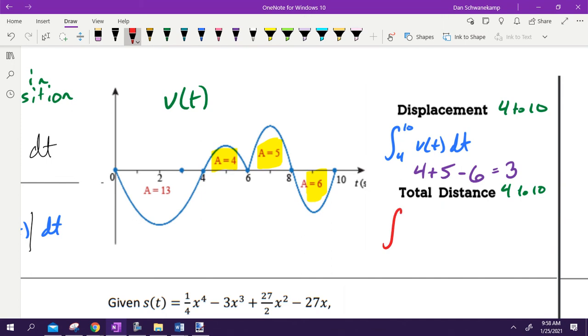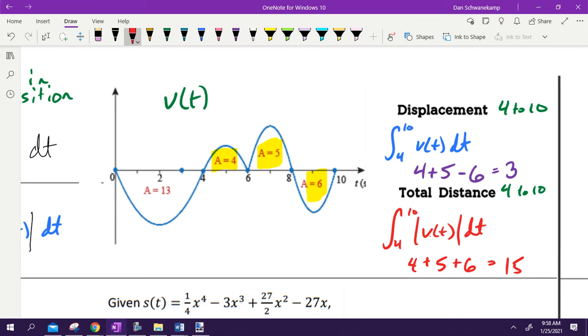If I'm doing total distance traveled, I'm integrating, still going from 4 to 10. I'm still integrating velocity, but what's the difference? Absolute value. Show me with your fingers. What is the total distance traveled of this guy? Now it should be 15. We are taking 4, 5, and 6. The only difference is I don't care that the 6 is below the x-axis. I'm just adding them together. 4 plus 5 plus 6 gets me 15, total distance traveled.